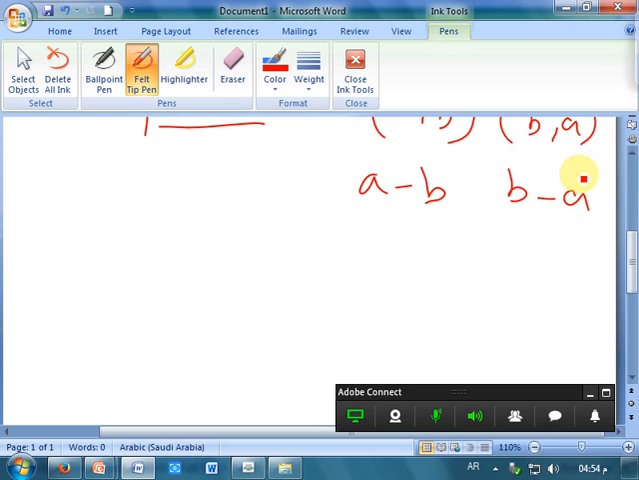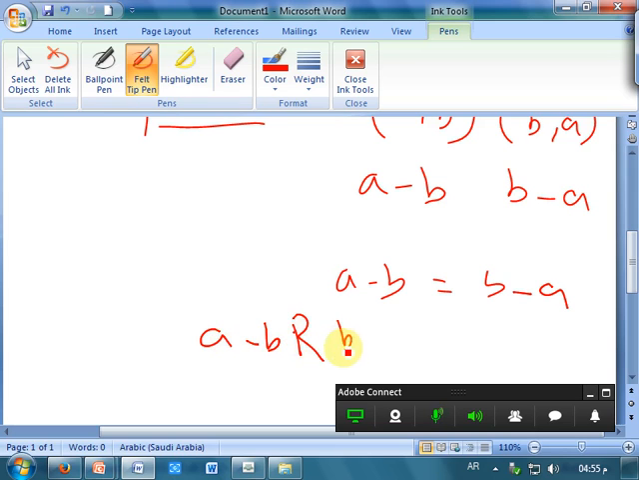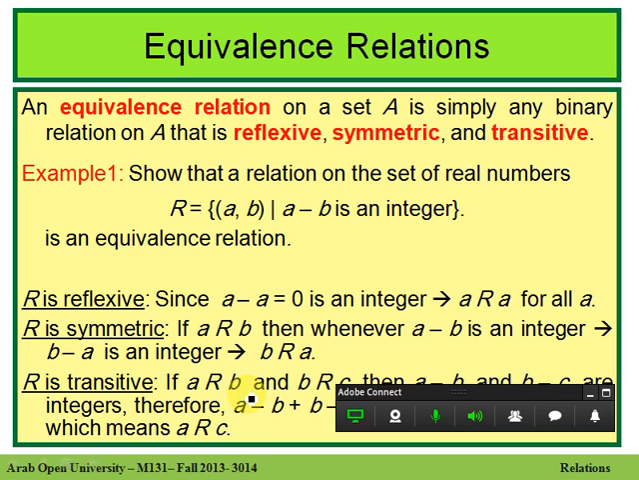So if you take a minus b and it gives an integer, then its inverse, that is b minus a, is always an integer. So we say that a relates with b, and b relates with a as a relation. Then we say that it is symmetric, as given over here, b relates with a.